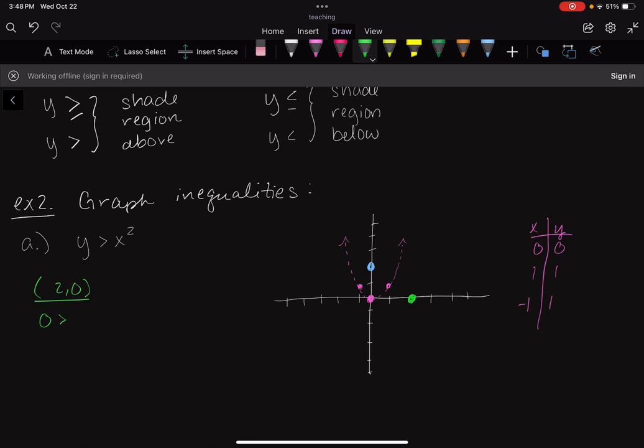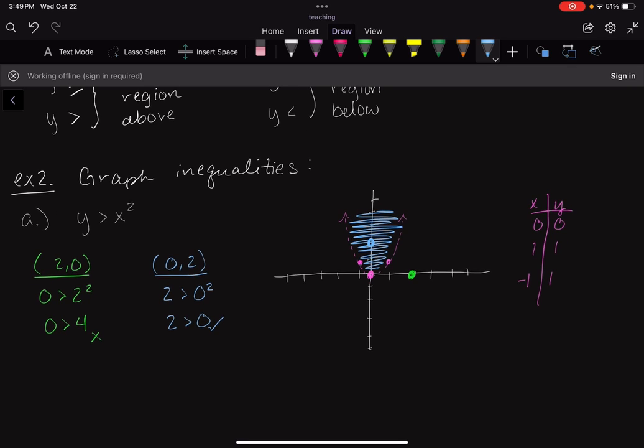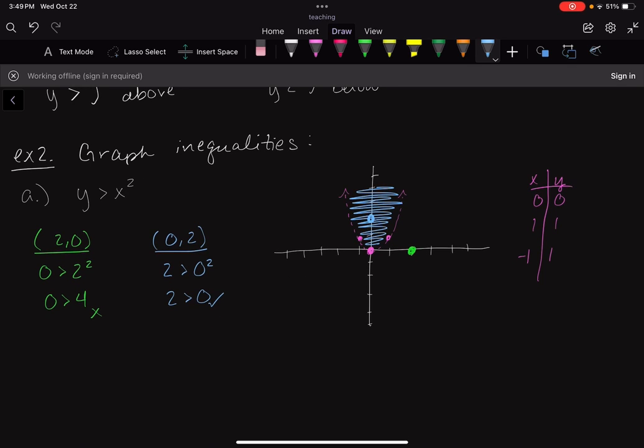I get 0 greater than 2 squared, 0 greater than 4. That is not true, so I'm not going to shade underneath the parabola. I should expect to shade above, so let's see what I get there. I get 0, 2. So this would be 2 greater than 0 squared. Well, 2 is greater than 0, so it makes sense that I would shade inside or above the parabola. So these can be nice to just practice some more types of graphs.